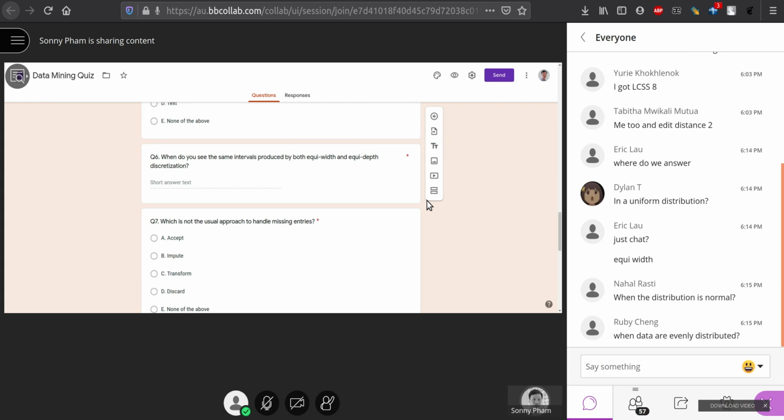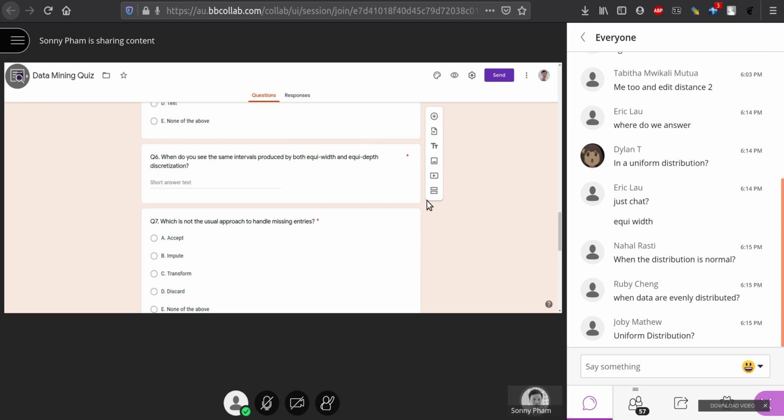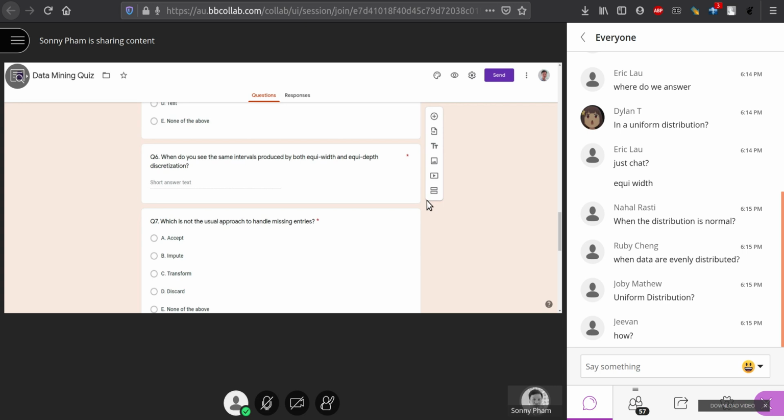Okay, so normal distribution is not the correct answer. Ruby and Joby, your answers are sort of correct, but Joby, probably your answer is the best: when you have the uniform distribution, it doesn't matter whether equi-width or equi-depth, they produce the same intervals. I'm not sure if someone says how, right?